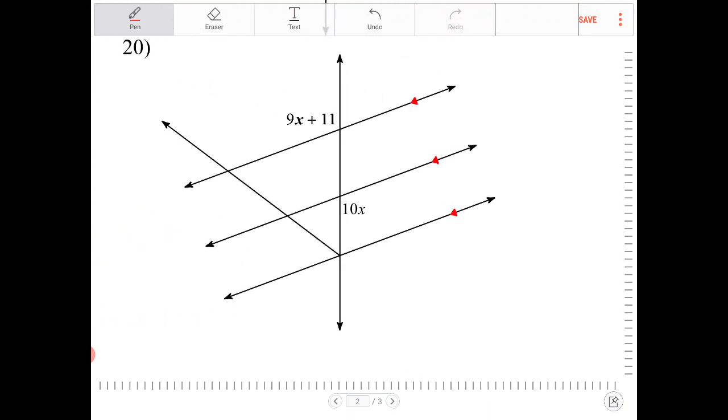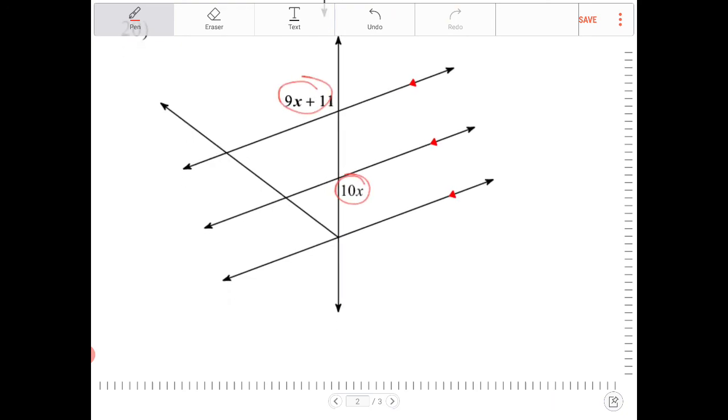Number 20. These are alternate exterior angles. So therefore I say 9x plus 11 is equal to 10x. Subtract 9x from both sides, I end up with x is equal to 11. And since x is equal to 11, this will equal 110. Because I know that this is equal to 110.